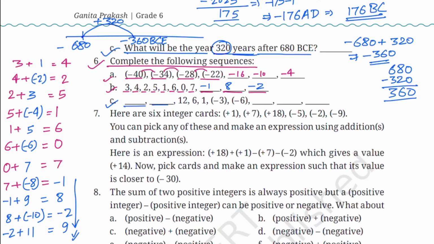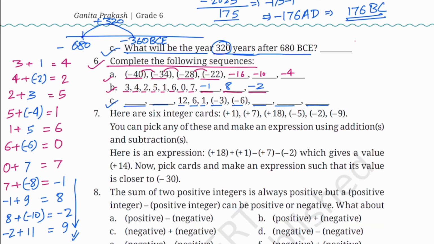C. Dash, dash, 12, 6, 1, minus 3, minus 6, dash, dash, dash. 12 plus something is equal to 6. 6 plus something is equal to 1. 1 plus something is equal to minus 3. Minus 3 plus something is equal to minus 6. Let's check what we can fill here.